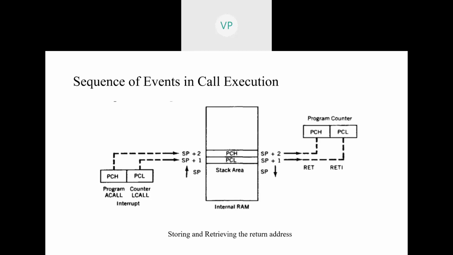Now the PC will have the address of the subroutine, because it has to execute the subroutine now, right? Or the interrupt service routine, which is called because of the interrupt. Now it will execute the subroutine there, and it will run the return. After returning, the processor has to return back to the original program, the program which has called the subroutine, which in this scenario is a main program.